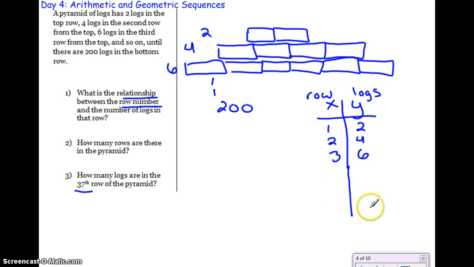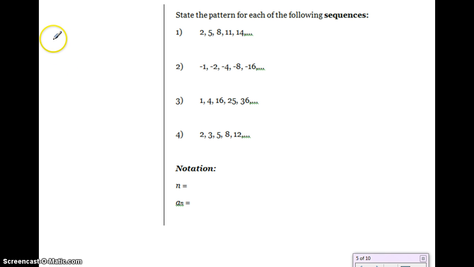And this is going to continue until we have 200 logs, and I don't know how many rows that actually is. So see if you can figure out the relationship and tell me when I see you next class. Until then, we are going to look at patterns. In all of the examples that I give you first, there's some kind of relationship, some kind of pattern.